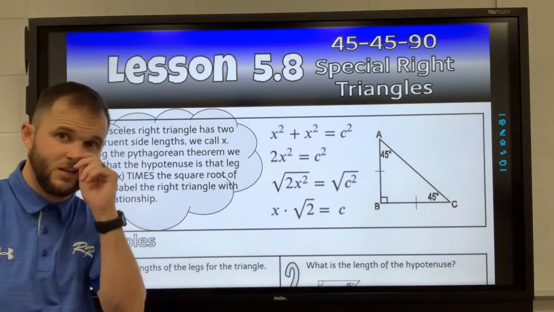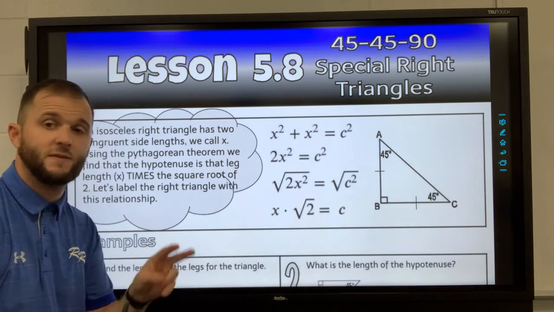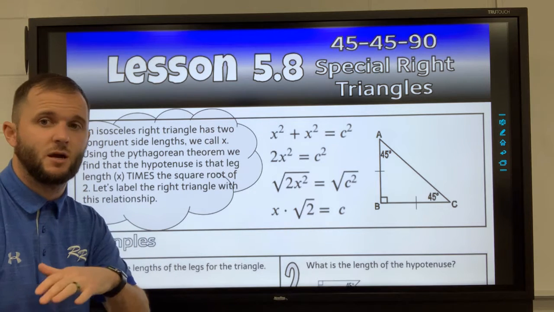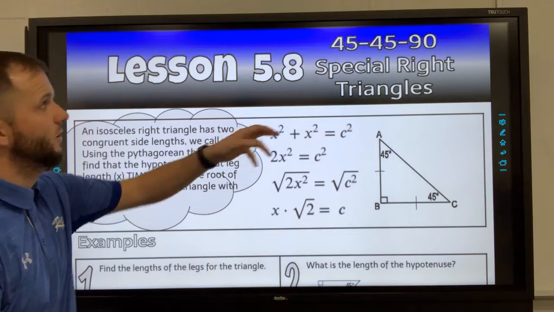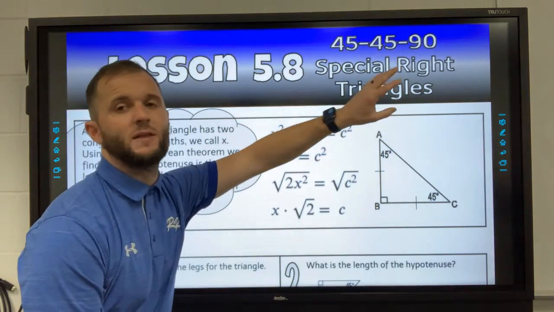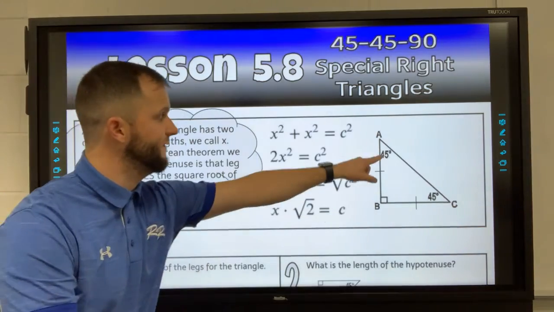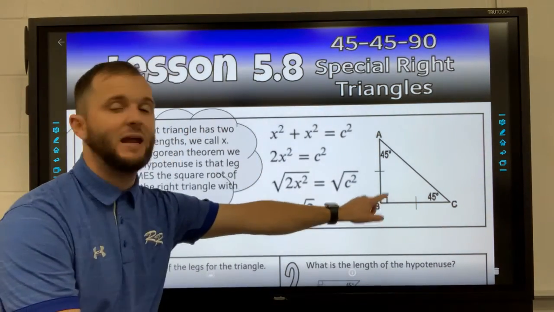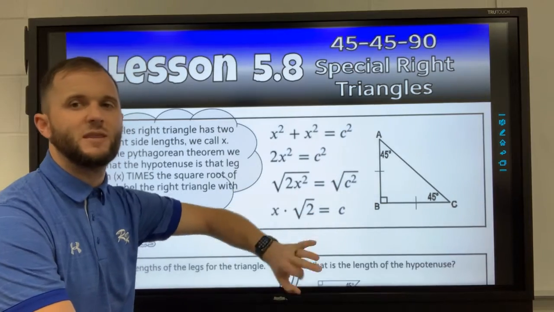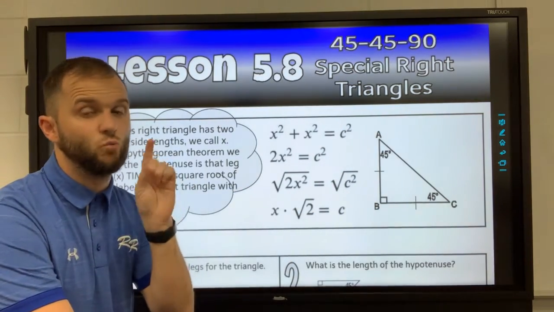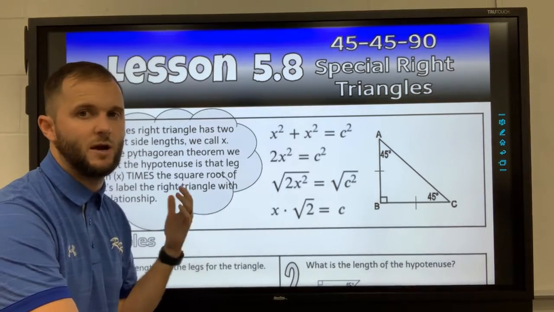The first thing I want to talk about is specifically what I mean by 45, 45, 90. When we're talking about these two types of special right triangles in this lesson and the next, I'm talking about the angles. 45, 45, and 90 are the angle measurements of your triangle. So this is a right triangle, a 45, 45, 90 right triangle. There's a special relationship between all these sides, so that if I know just one side measurement, I can find the other side measurements by using this special right triangle.